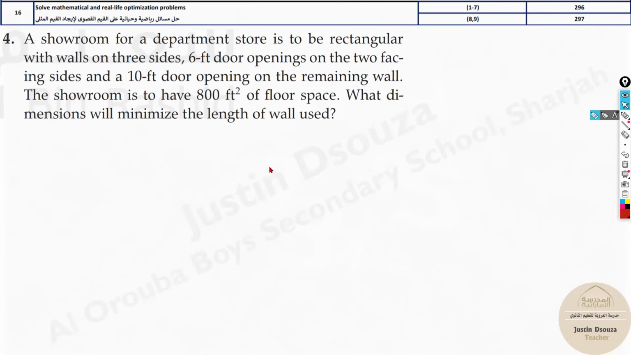And now we have the box problem. No, sorry, it's not the box problem. I thought it was a box problem. This is about a showroom. Let's read this problem. A showroom for a department store is to be rectangular with walls on three sides. Okay, the three sides only has walls. And then 6 feet door openings on two facing sides and 10 feet door opening on the remaining wall. The showroom is to have 800 feet square of floor space. What dimension will minimize the length of the wall used? It's just a little bit of difference and then it's all the same.